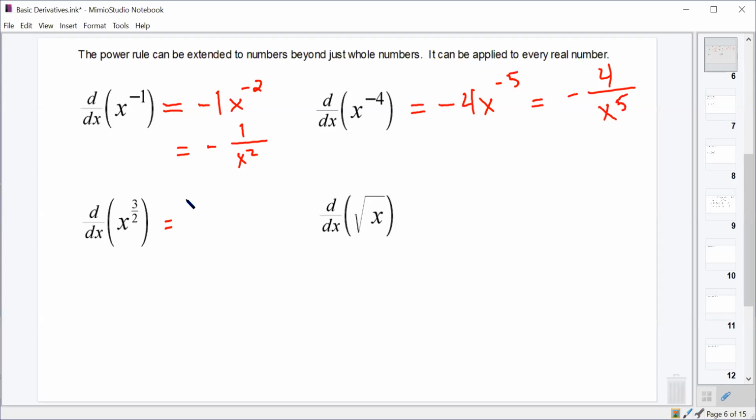Would it be like 3/2 x to the half? 3/2 x to the 1/2. That is exactly what it would be. What is x to the 1/2 the same as? How else can we write that? Square root. Square root of x.